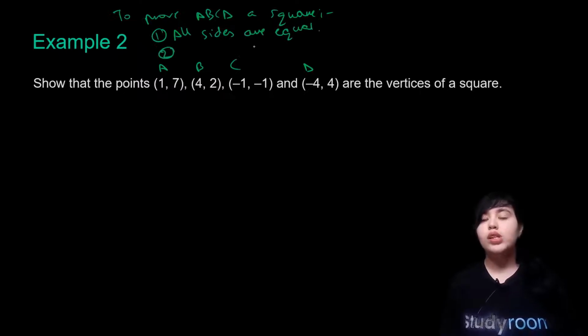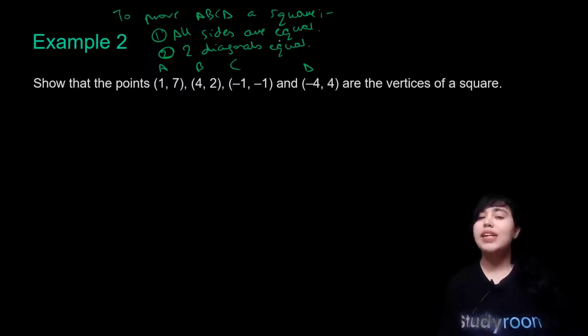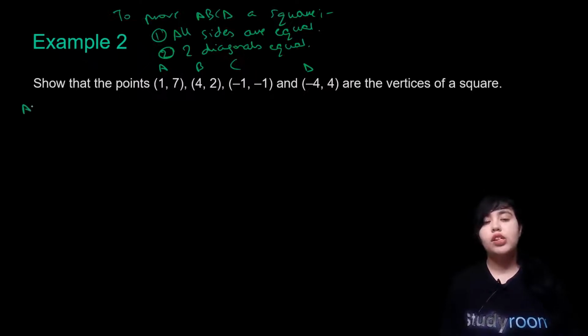Number two, a square would have two diagonals, so the two diagonals should be equal. If you are able to prove both of them, we can conclude that yes, ABCD is a square. So to find out the sides, you need to actually find out AB, BC and... no, sorry.